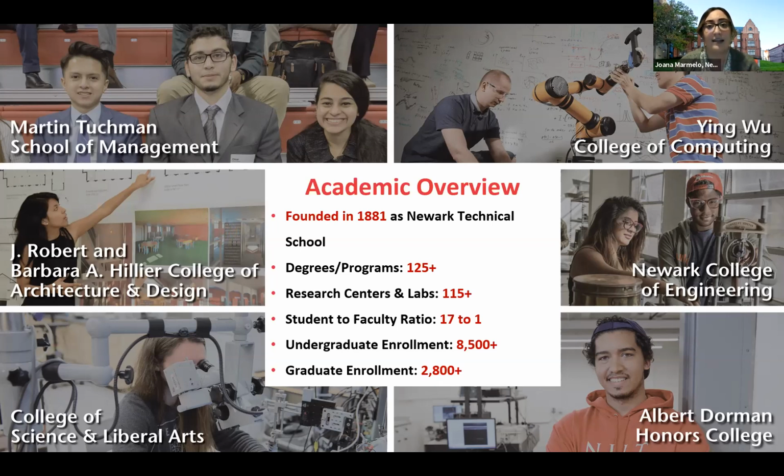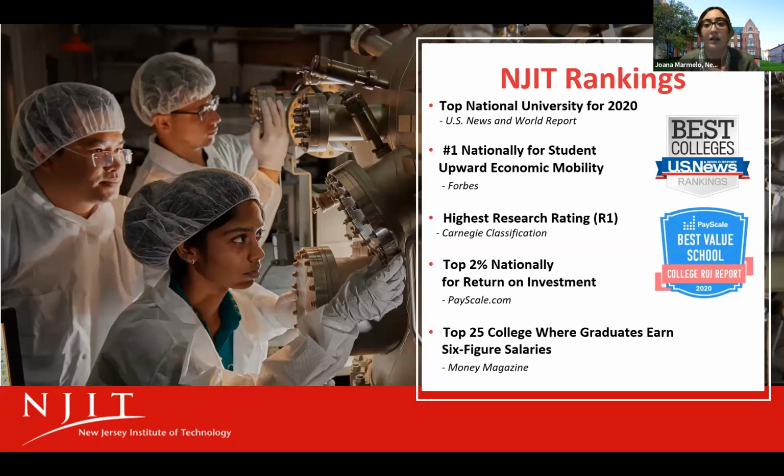We like to think of it as you're going to have the resources of a really big school, but on a very small school attention base, which is really nice. Over the last year or so, we have gained some great rankings. I won't go through all of these, but I do like to point out that we were ranked #1 nationally for student upward economic mobility. And what that means is we are really helping the students reach new heights in terms of their economic status. That's something NJIT is definitely going to be able to set you up for success in, and again, it's something that we're very proud of to be able to give back.